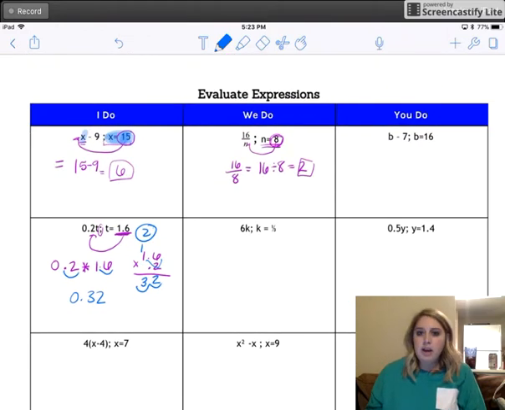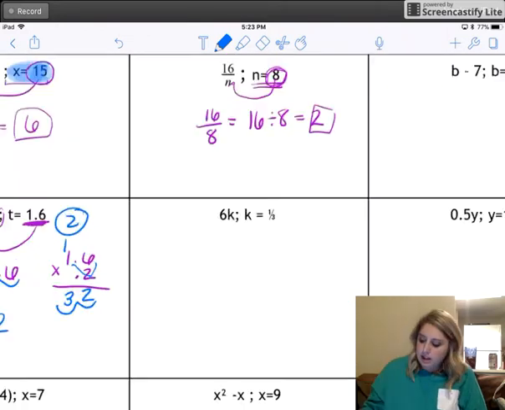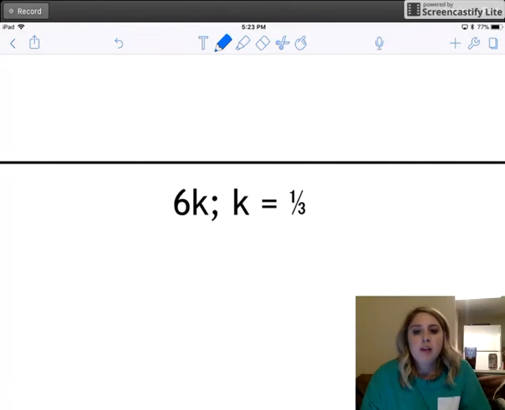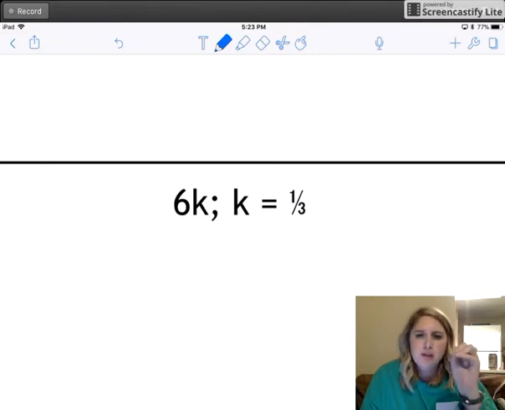So I want you to go ahead. Oh, and look at this one. It says 6k when k is a third. So go ahead and try to plug that in, evaluate that expression, pause, and you try this one. You know, I really appreciate those of you because I can just tell right now that there's some of you who really paused the video and tried this one and tried to make it work. So thank you. You guys are rock stars.